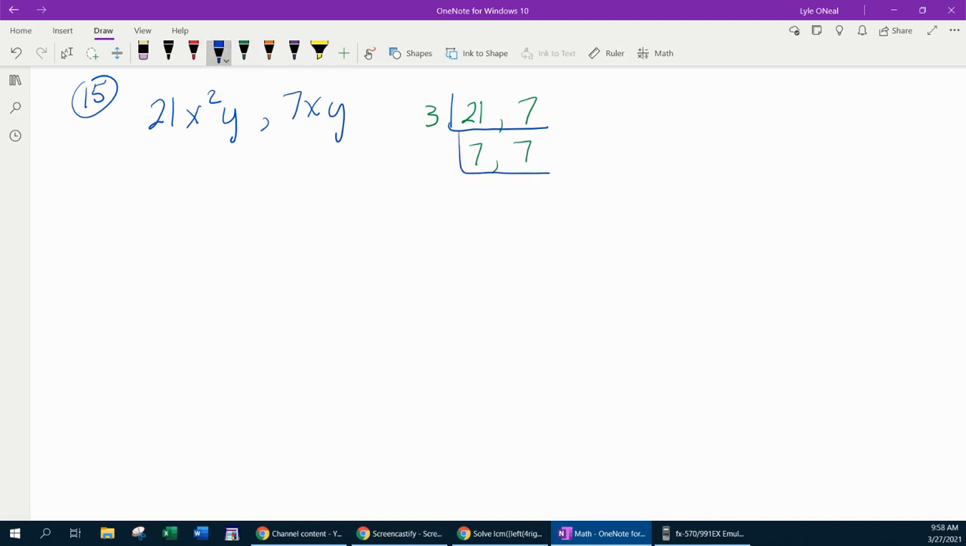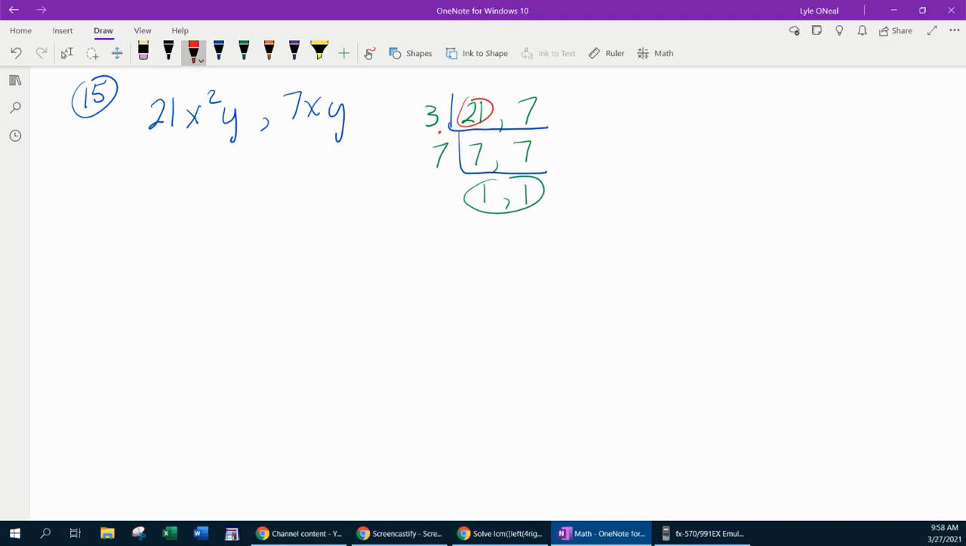And then the next prime number that works is 7. 7 goes into 7 one time. When you get all 1s, you're done. Multiplying 3 times 7 does give us the 21. So 21 is the LCM for the coefficients.